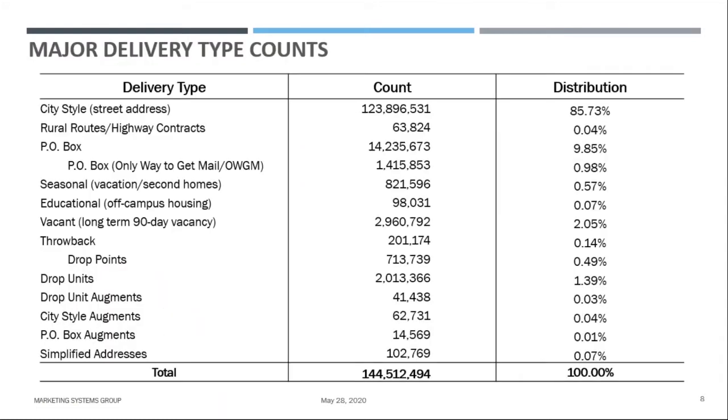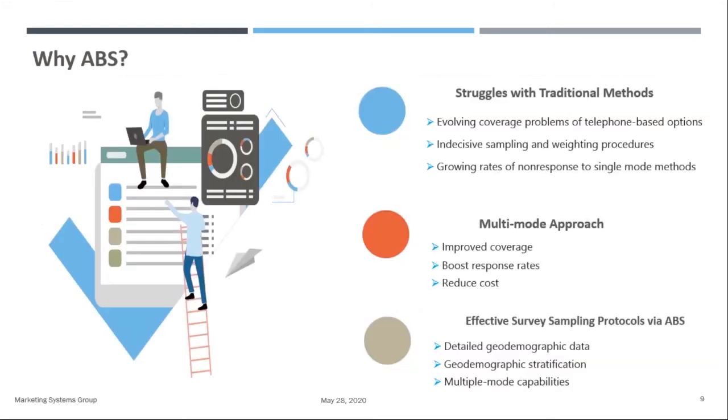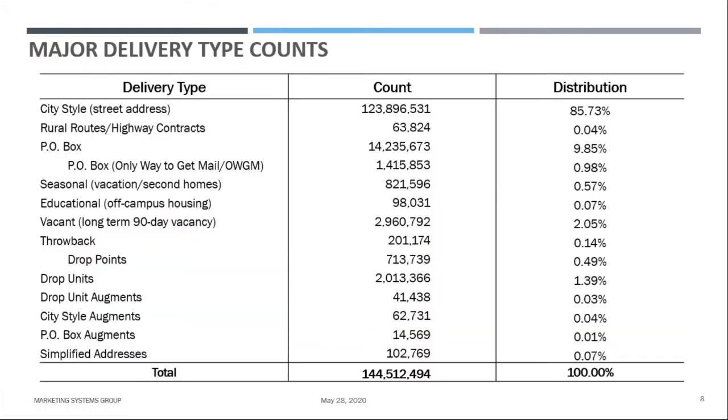This last slide that I'll be presenting on is basically the address types we went over and their count. As you can see, the city style makes up 86%, followed by the next highest being the PO boxes. In terms of the seasonal, educational, and vacant, sorry about that, the vacant, they make up a small proportion.